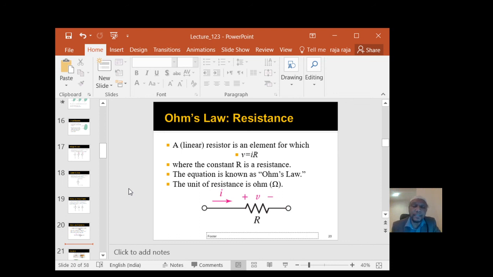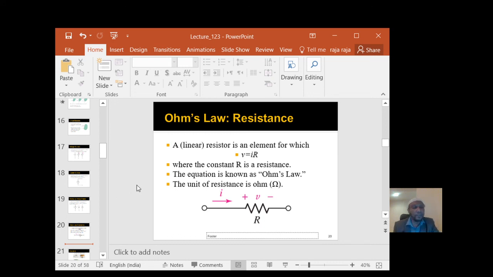Why do they include temperature also? Because all resistive materials vary according to temperature. We have two types of material: one is a positive temperature coefficient material, and the other is a negative temperature coefficient material. So we have to include temperature as a factor when deciding that voltage is proportional to the current with constant resistance. Okay, good.